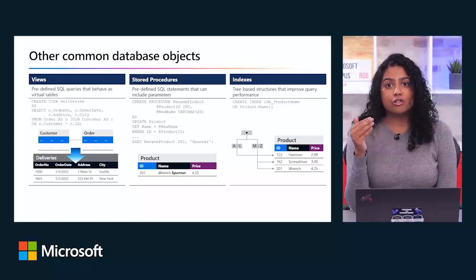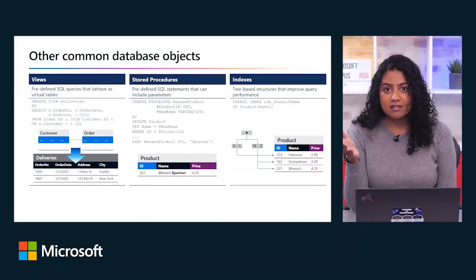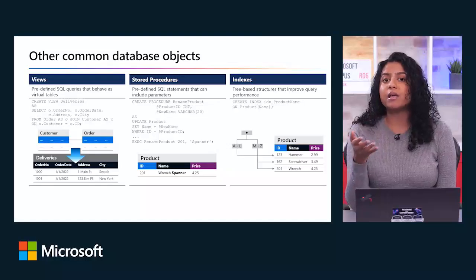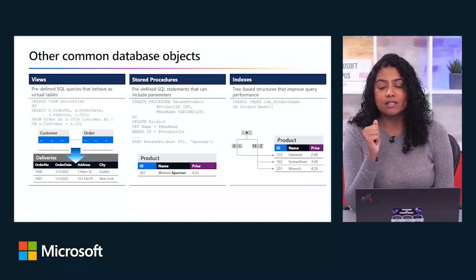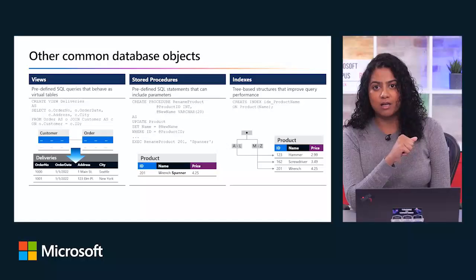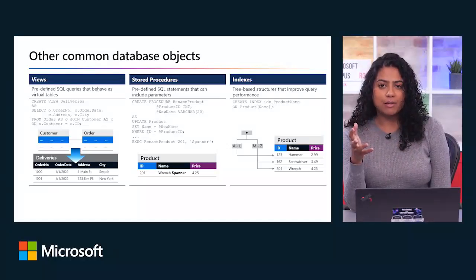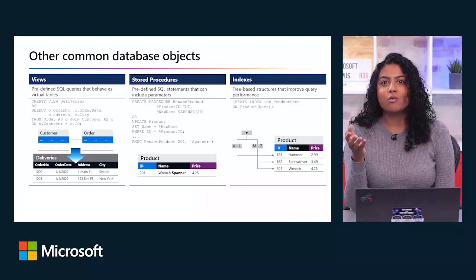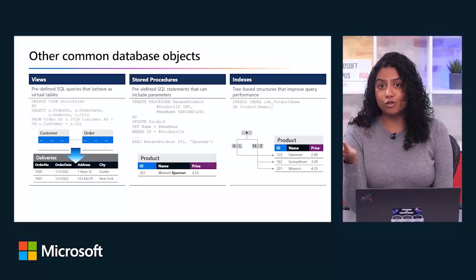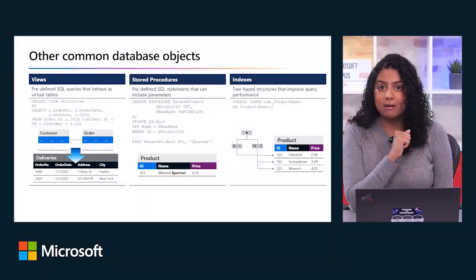Together, views, stored procedures, indexes, and other objects all work behind the scenes to create a robust and efficient relational database. They empower your applications to securely manage, store, and retrieve data with ease, and they play a crucial role in how we interact with and manage our data.